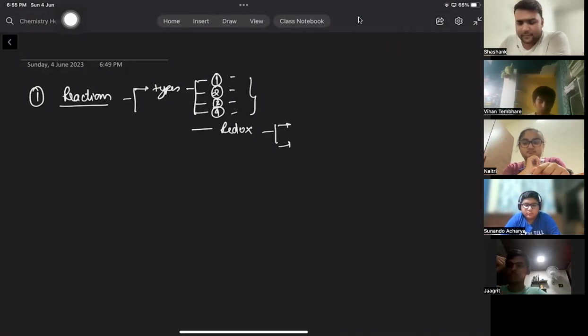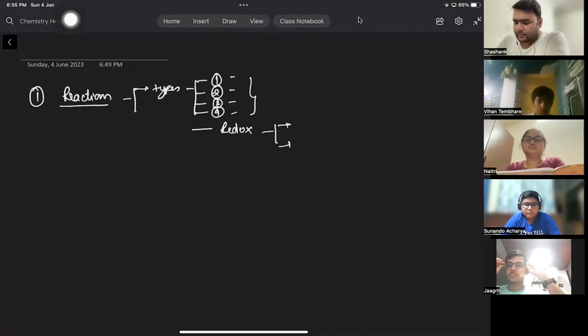So basically the summary of this chapter is that you have to remember the types: combination, which is also known as synthesis reaction; decomposition, which is also known as analysis reaction; single displacement, which has no fancy name; and double displacement, which is known as metathesis reaction.